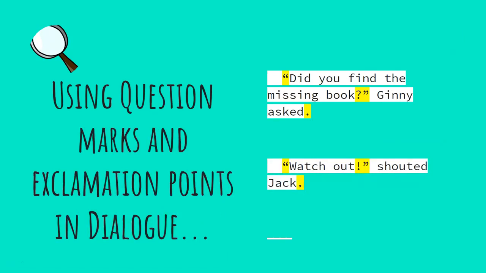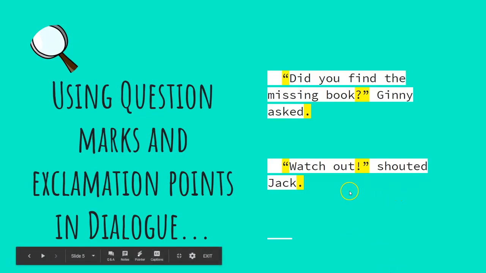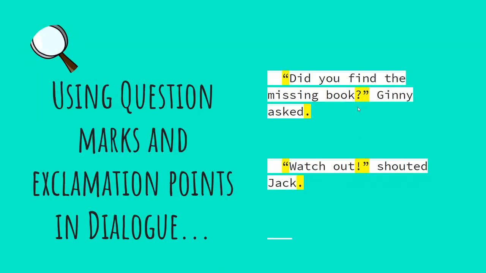Here are a few more things to remember. When the character is asking a question or saying something that would end in an exclamation point, you include those inside the quotes instead of using a comma like we did in the previous examples. "Did you find the missing book?" Jenny asked. "Watch out!" shouted Jack. You'll notice in both of these examples that instead of a comma where we had in the previous examples, because this is a question, we put a question mark, and because this is an exciting statement, we make sure that we put an exclamation point.